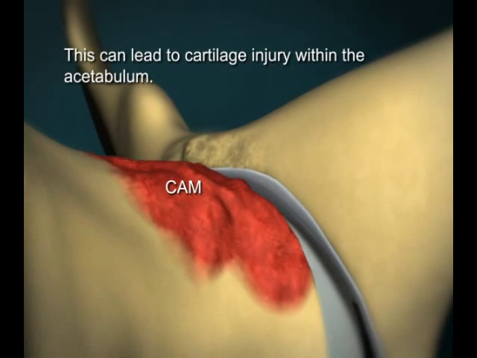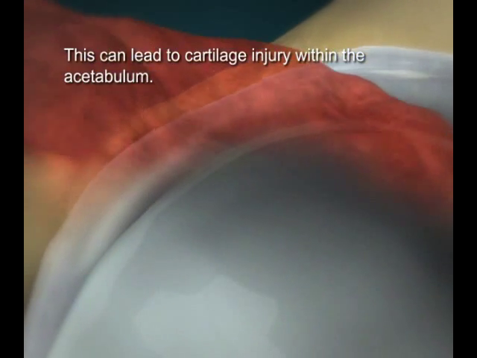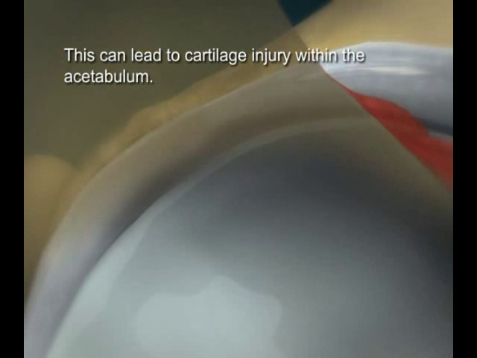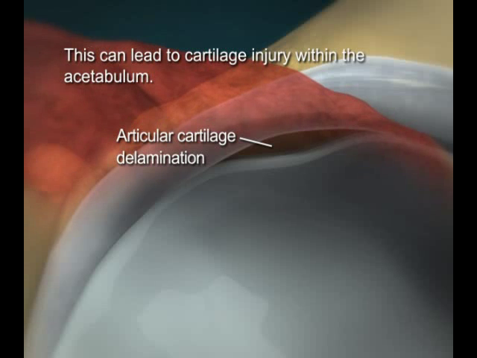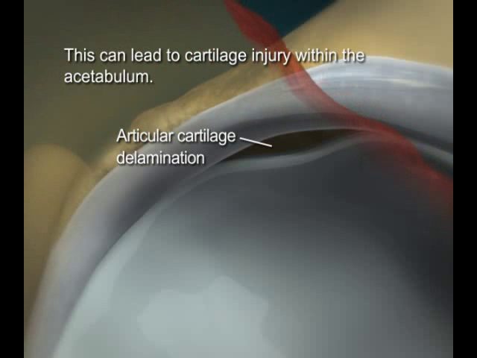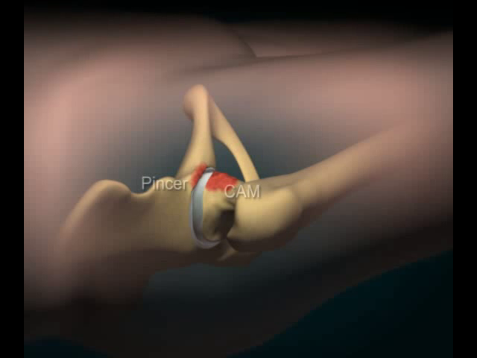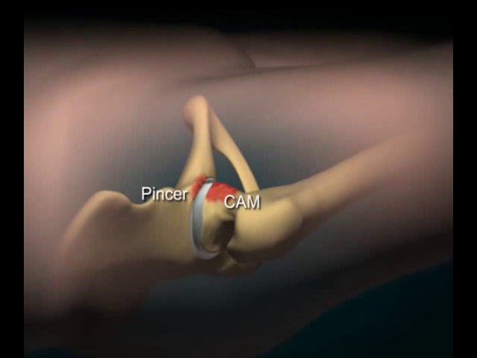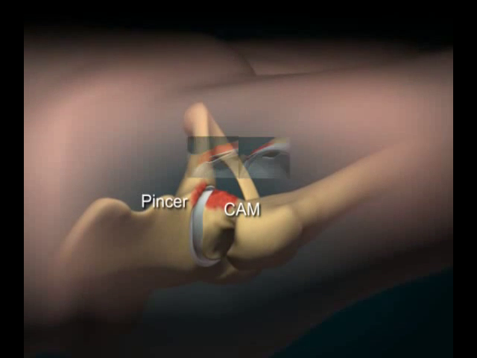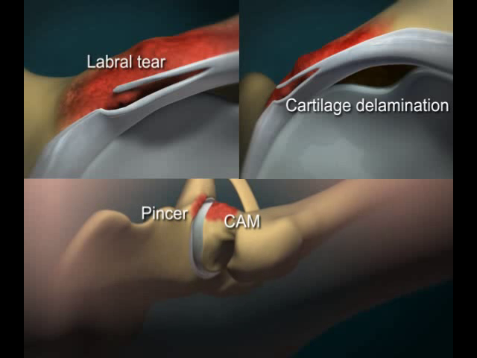This can lead to cartilage injury within the acetabulum. This differs from pincer lesions where the acetabular labrum tends to fail first, oftentimes leading to degeneration and eventual ossification of the labrum. In the majority of cases, there is a combination of cam and pincer impingement. The combination may lead to labral degeneration and ultimately cartilage delamination within the joint.